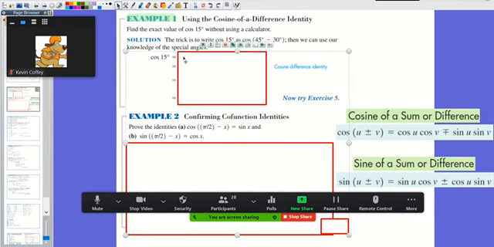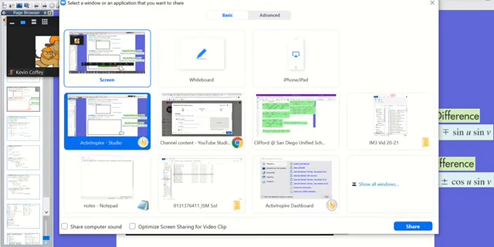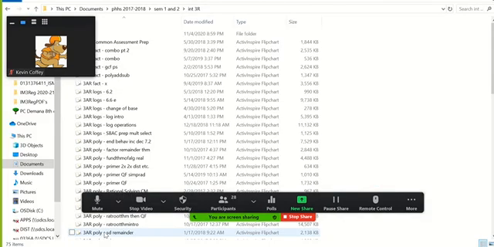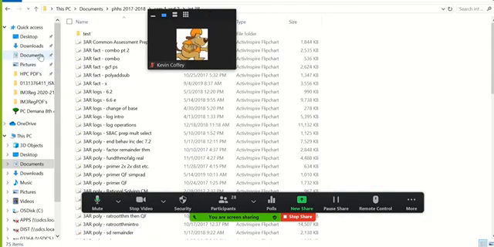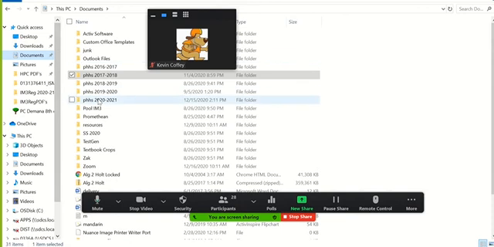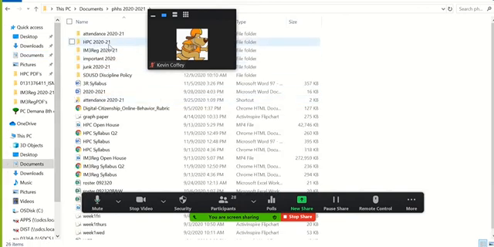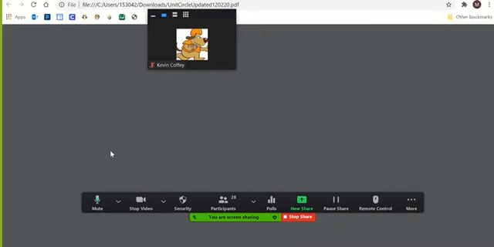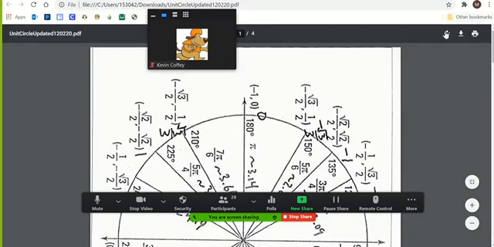Okay, cosine of 15. Now I'm going to pull up the unit circle here. Let me share my screen. Let me pull up my unit circle. Where is it? Documents. Nope, it's under downloads. Okay, unit circle updated. Let me rotate this around.